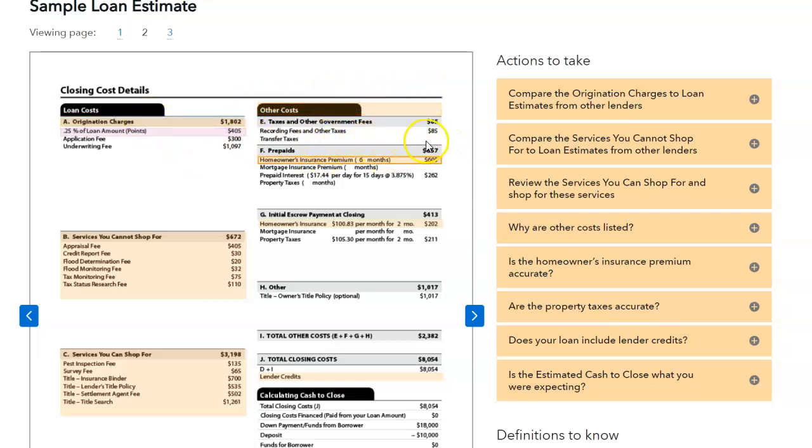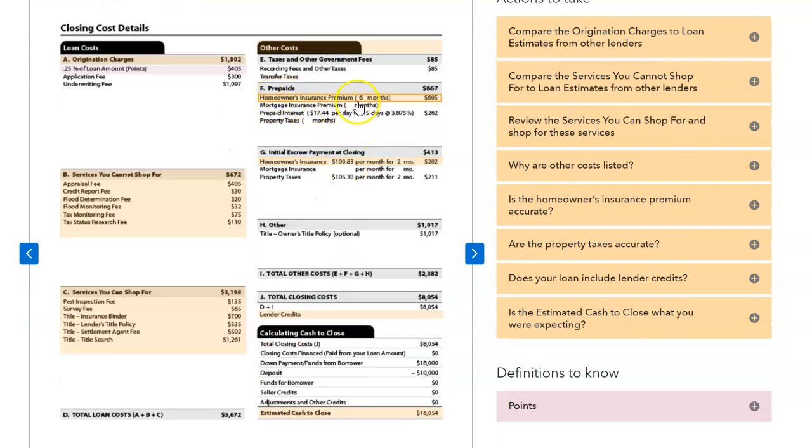So then you go up here to this section, other costs, government recording fees. If you're in a transfer tax state, those would be listed here. And then prepaids. Now, most states you're going to have to pay 12 months of your homeowner's insurance up front. Mortgage insurance premium up front would be if you do an FHA loan or a VA, they might have the funding fee listed here.